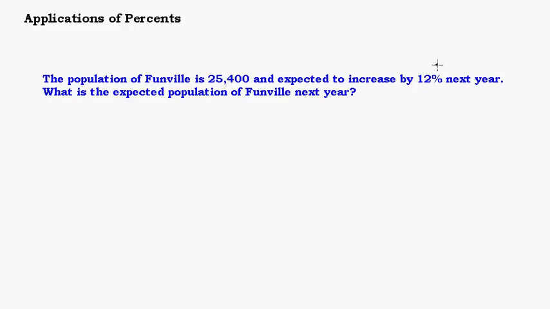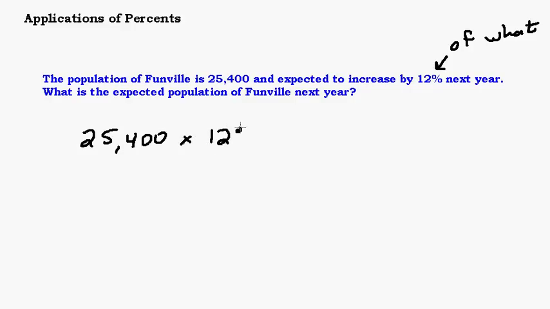Again, I can't emphasize enough, when you're dealing with a percent, you should always ask yourself of what? What is this a percent of? This is a percent of the population. The population of Funville is 25,400 and it's expected to increase by 12%. 12% of the current population. So in order to figure out how much the population is going to increase, we need to multiply the population by 12%. And you may recall a formula from previous videos: the whole times the percent equals the part.